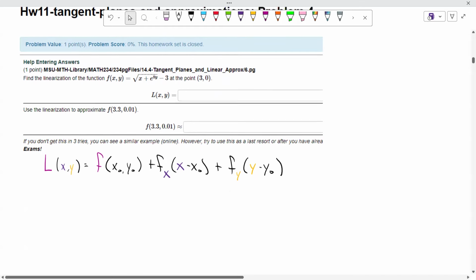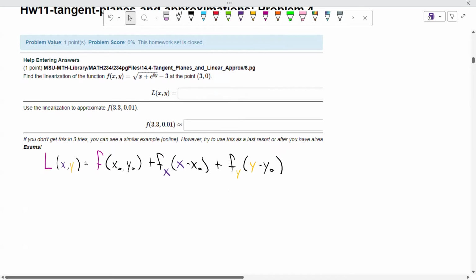Yeah, it is. It's cut off on my other screen now. Oh, that's right. I'm just thinking of the wrong thing. Yeah, e to the 8y minus 3. I want to be at the point (3, 0), and I'm after a linearization, keeping in mind that a linearization and a tangent plane are really the same thing.